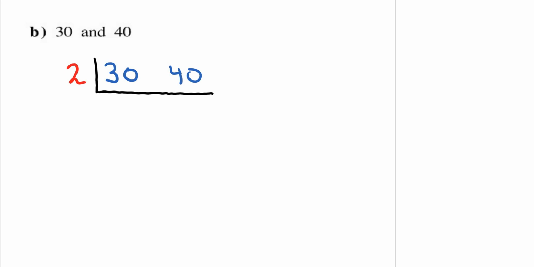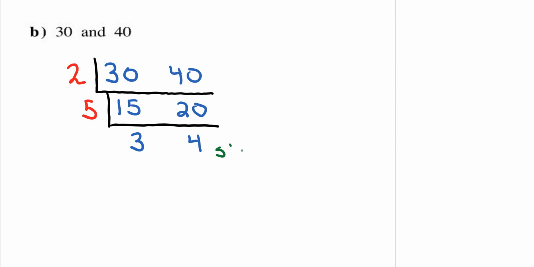And then now we can start dividing the numbers here. So 30 divided by 2 is 15. 40 divided by 2 is 20. And then I will draw another ladder here. And now I need to think of a number that divides into 15 and 20. And a number that divides into both 15 and 20 is going to be the number 5. And if I start dividing here, I get a 3. 15 divided by 5 is 3, and 20 divided by 5 is going to be 4.